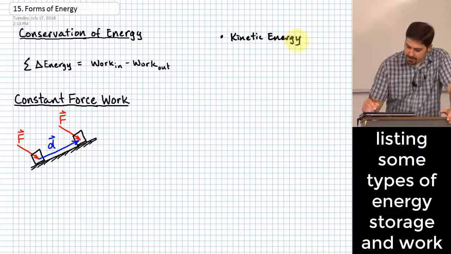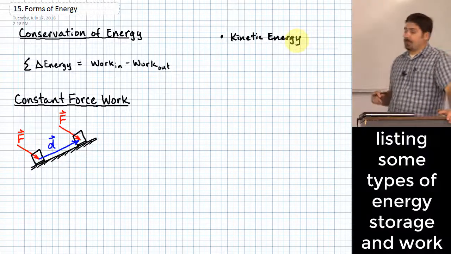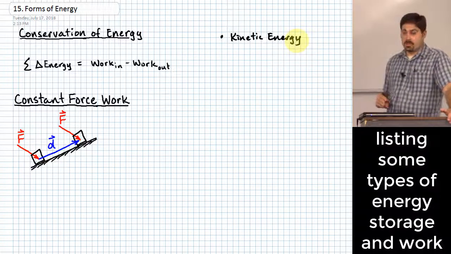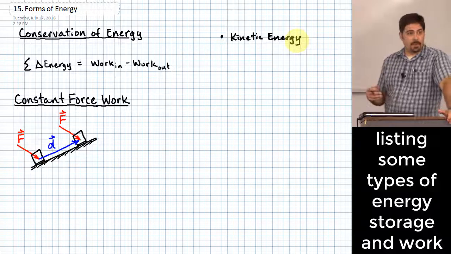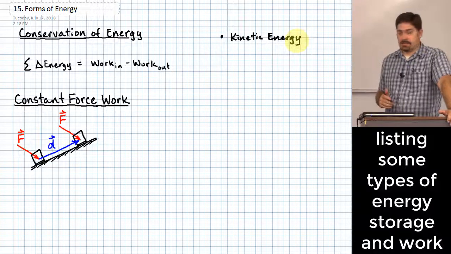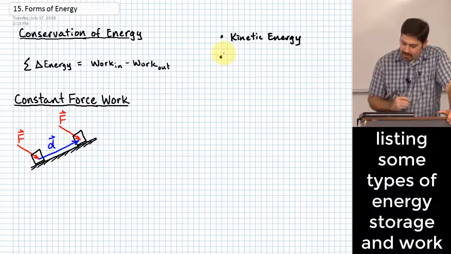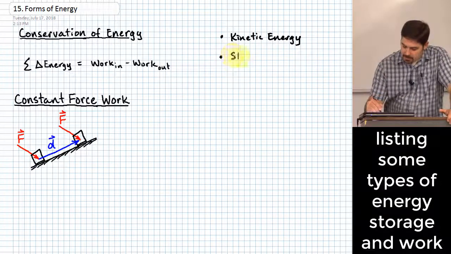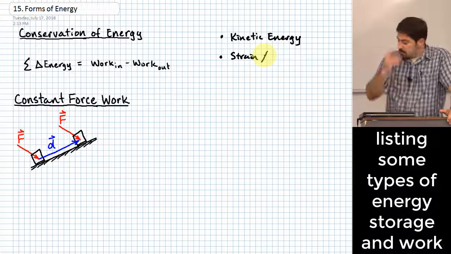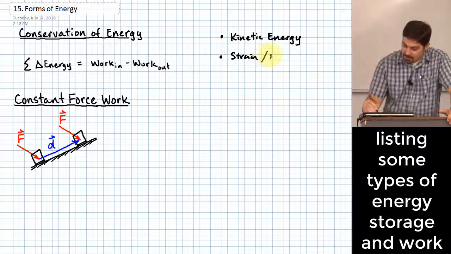Okay, I'm not looking for anything super complicated. It's the energy associated with things moving. So when something is moving, it has energy associated with it, and we're going to look at that. We can look at what's sometimes known as strain energy, or sometimes this is also known as elastic energy.